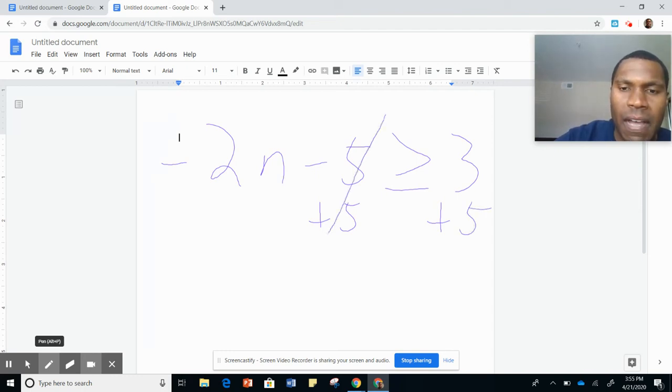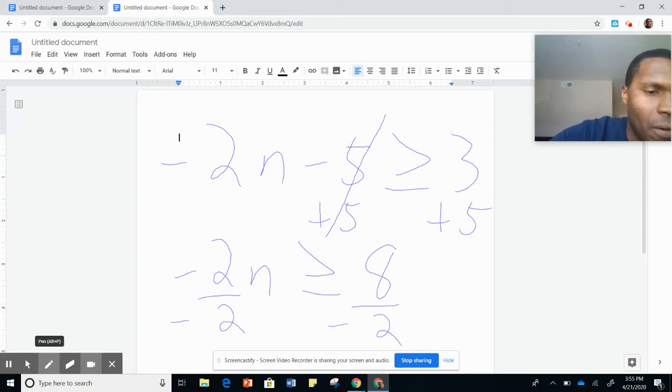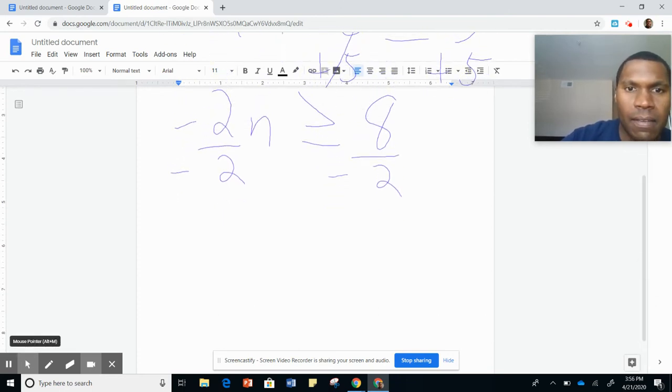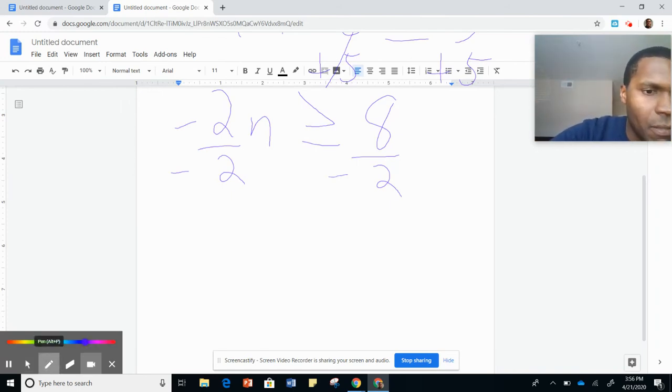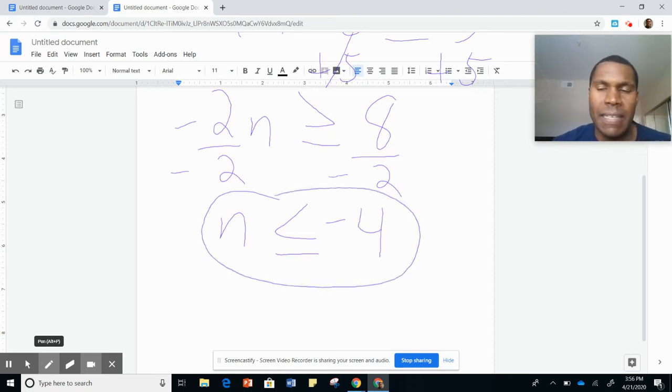We cross out the 5's, they cancel out, we bring down negative 2n is greater than or equal to 5 plus 3, which is 8. Now what do we do? Divide by negative 2. Divide by negative 2. Oh, now there goes the rule right there. When you divide by a negative, you have to change the sign of the inequality. So since we divide by negative 2 here, we bring down the n, and the inequality is going to change. So instead of greater than, it's now going to become less than or equal to. And then you do your normal division, 8 divided by negative 2, which is negative 4. So your answer is n is less than or equal to negative 4.